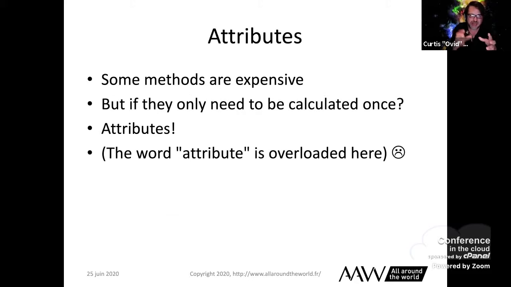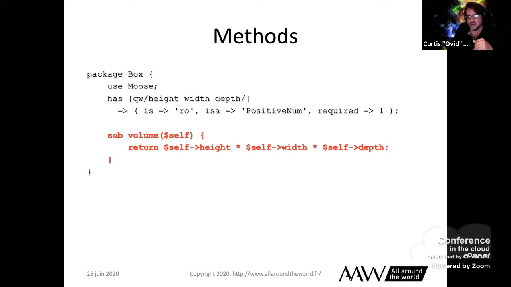So let's talk about attributes a little bit more. Some methods are expensive to calculate, but what if they only need to be calculated once? And this is very often the case if you have immutable objects. Then you don't want to call the method every time and have it recalculated. So in Moose, you can use attributes. And I apologize, I know the word attribute is getting very overloaded here, and it's going to get even more overloaded later on. But basically, imagine you've got your box class. You've got height, width, and depth, and you need to calculate the volume, which is height times width times depth. This is fairly lightweight to calculate. Pretend, for the sake of argument, that it's very heavyweight and you only want to calculate that once.